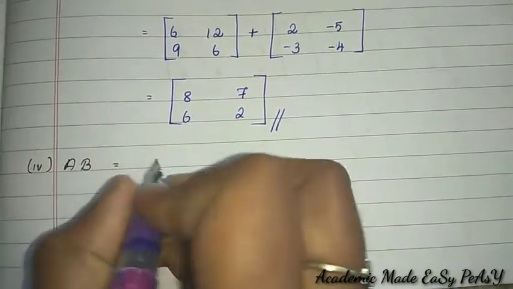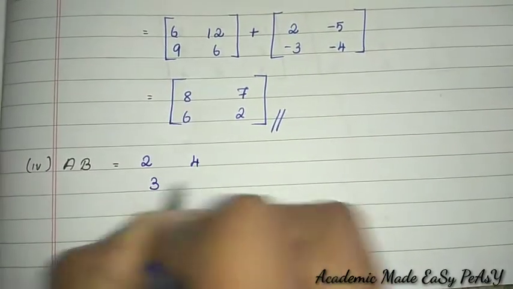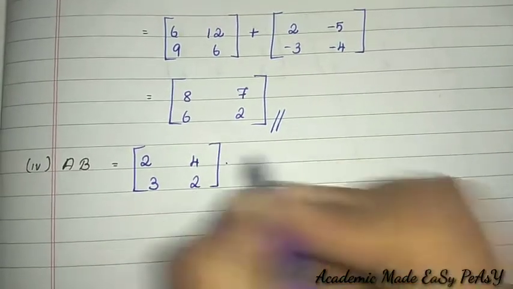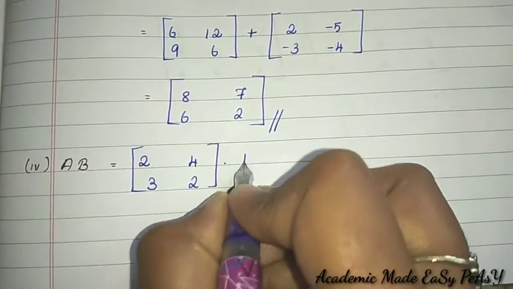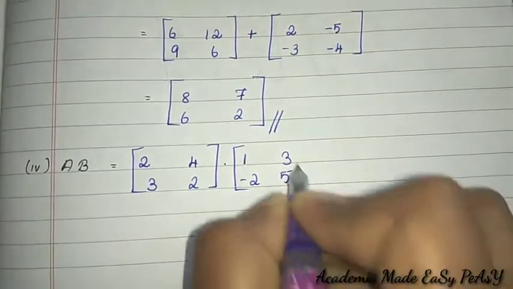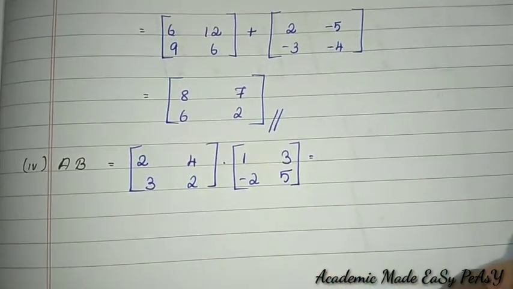Subdivision 4. What is my matrix? A is 2, 4, 3, 2, into B matrix, which is 1, 3, minus 2, 5. So now I'm going to multiply.